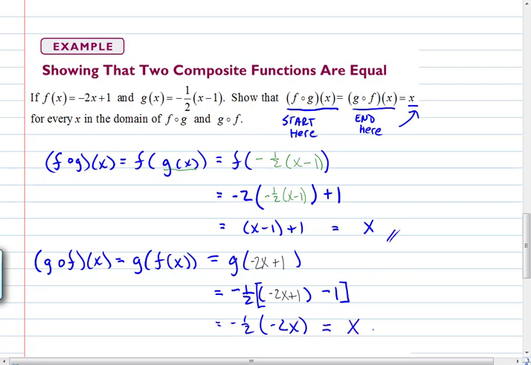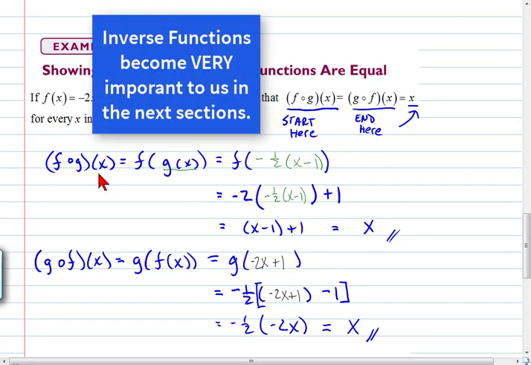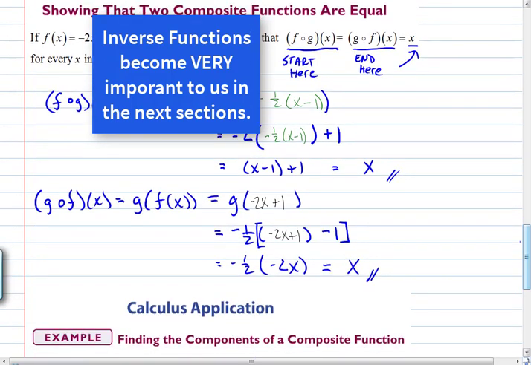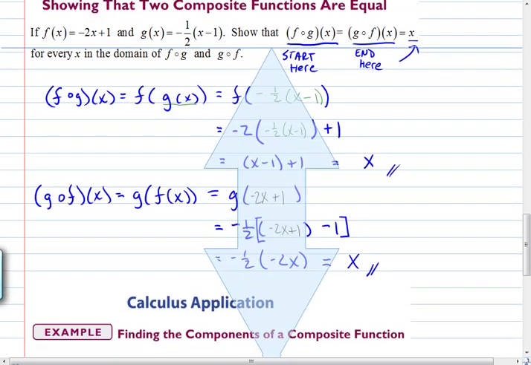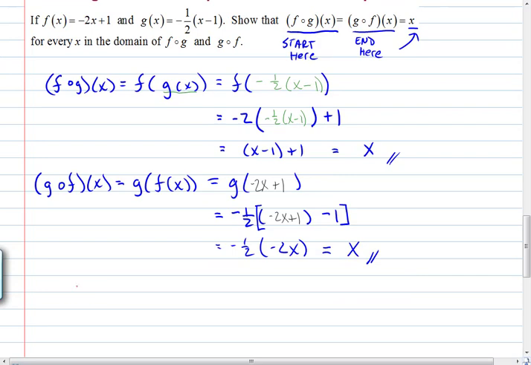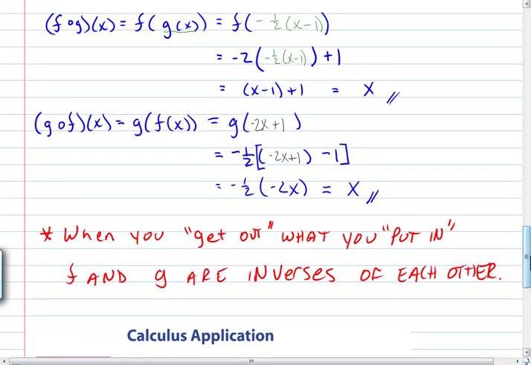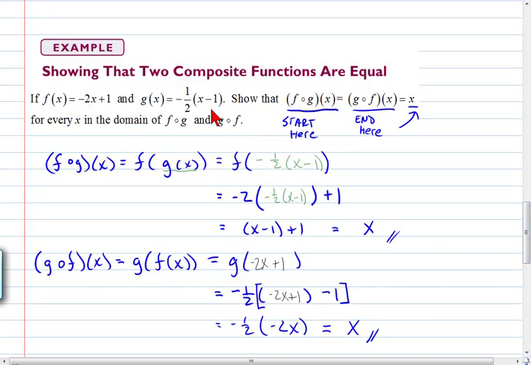We've shown it here. We've shown it here. They're both equal to the same thing. It's unusual that this happens, but whenever you compose a function with another function and you get out what you put in, these two functions have a special relationship. We call these inverses of each other. In this situation, f and g are inverses of each other. For example, squaring a square root, that would be an inverse operation. Apparently, this function and this function demonstrate inverse operations.